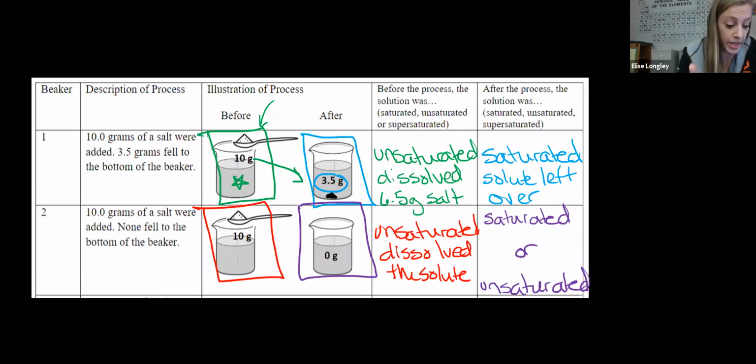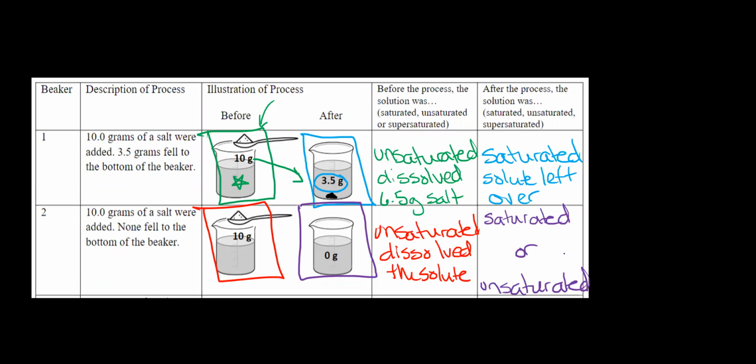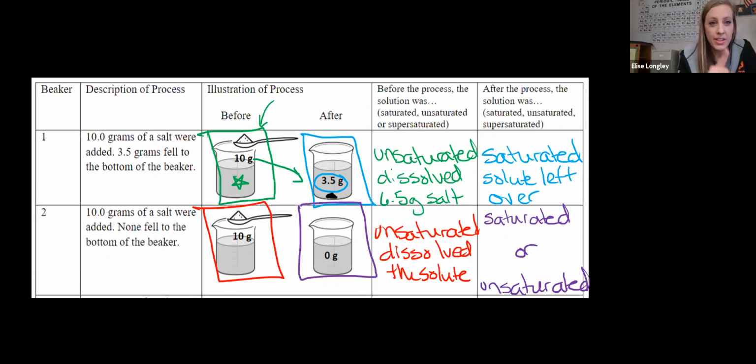I'm going to ask someone else the why. Jessica, why did I say there's 2 options here? Because like you said before, we can't tell if there's any more room left. So the only way to know would be to add more and see if there was something at the bottom. Yes. Either this is unsaturated and there is more room for solute to dissolve. We have not reached the maximum yet.